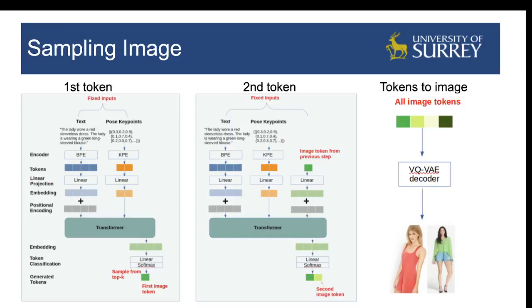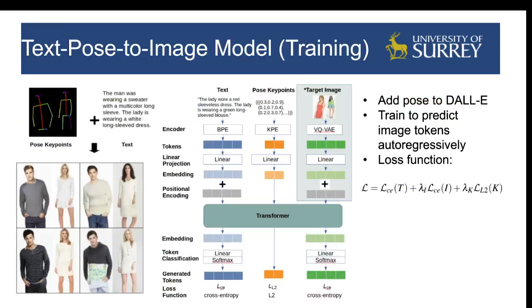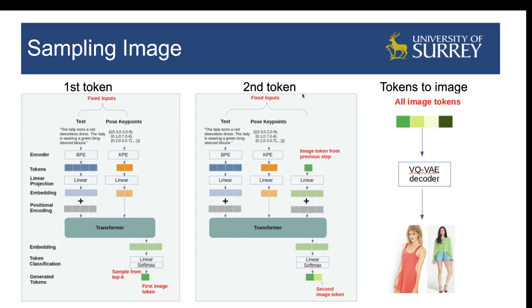So that is for training. For inference, we don't need this part. We fix this input, the text and the pose, and use it to generate the first image token. After that, we move the output into the input, fix everything here, and run another forward pass to predict the second image token.